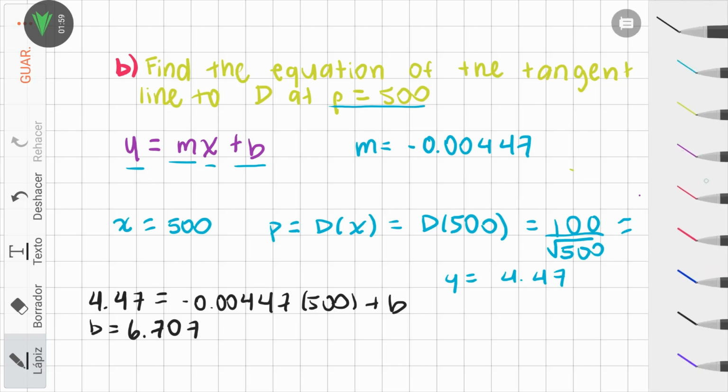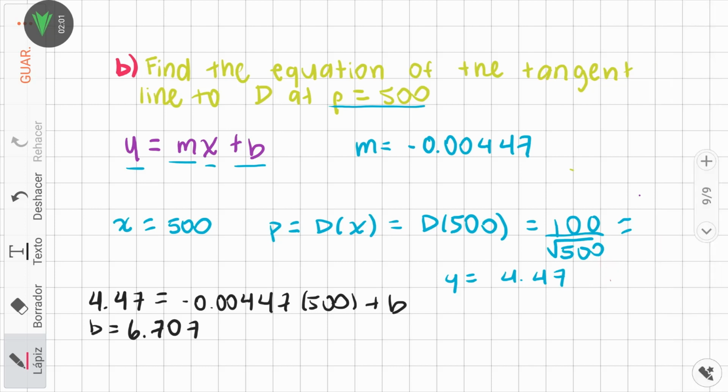So then simply copy again your formula using all of the new variables. So that will be y equals negative 0.00447 x plus 6.707, and that is the answer to part B of the problem.